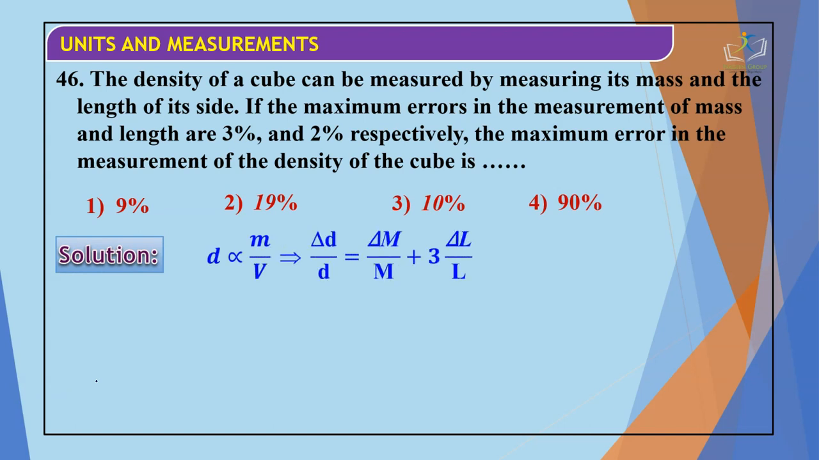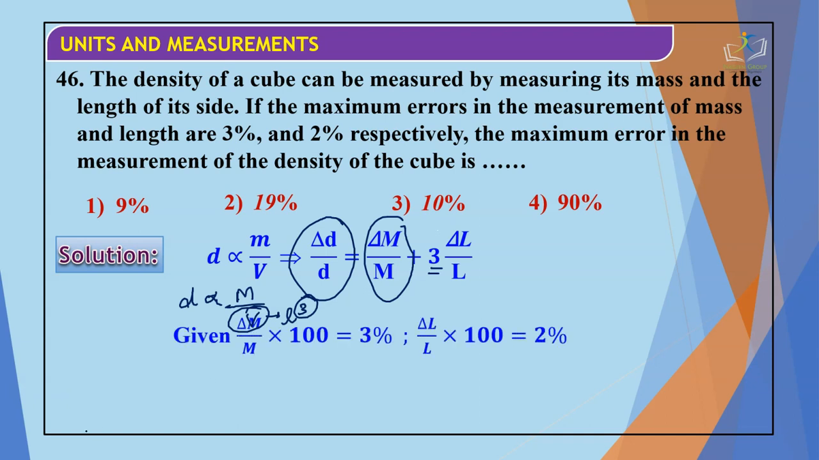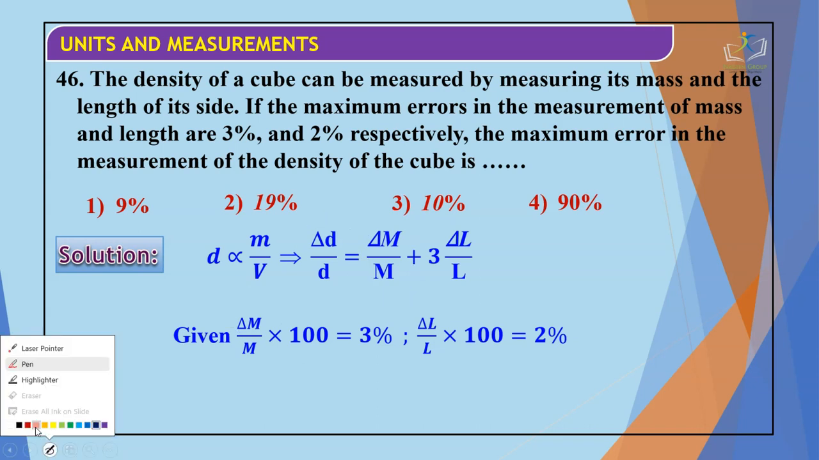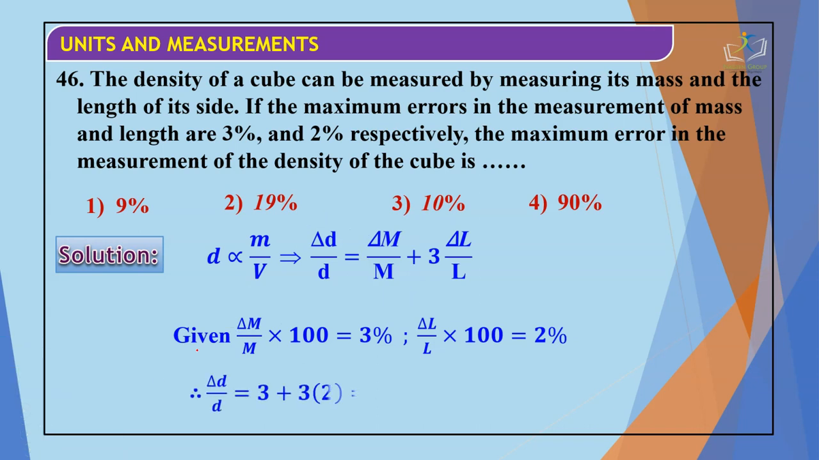The formula we know is that D is equal to m by V. V is what? Length cube. So we write it like this: mass over L cube in the downside. There is no issue. Take the plus, 3 and divide by L. Put all these values in the given format, as the percentage is given. Put all these values over here and get 9%, which is option 1.